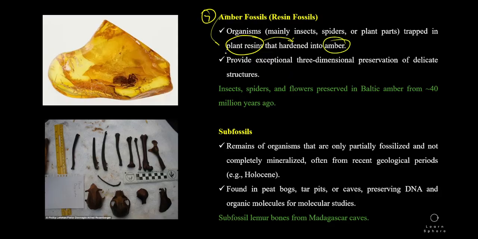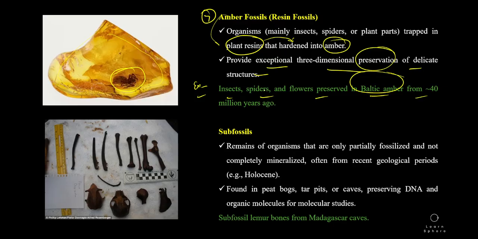These types of fossils provide exceptional 3D preservation of delicate structures. Here you can see a spider preserved inside this resinous structure. For example, insects, spiders, and flowers preserved in Baltic amber from approximately 40 million years ago.